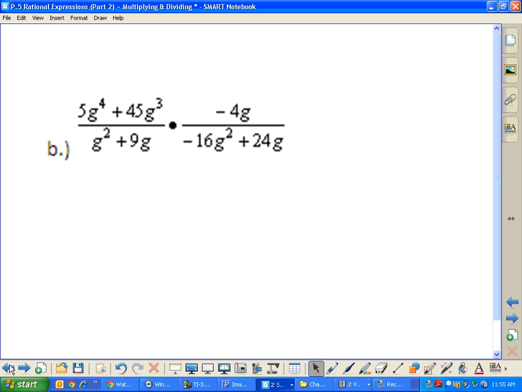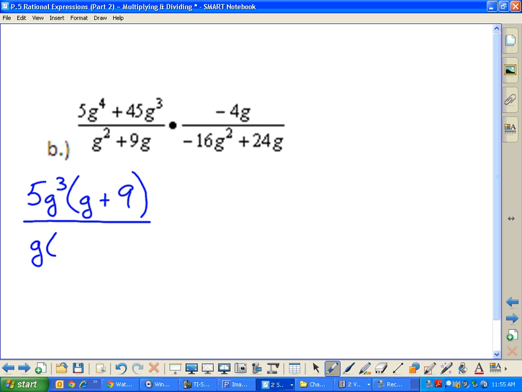So I'm going to follow that same 3-step algorithm throughout the process of this problem as well. So step 1, we got to factor everything. When I see weird exponents like 4 and 3, I think GCF right away. So in the first numerator there, I'll pull out a 5g to the third. And then what's left over is g plus 9. On the bottom, I see they have a common factor of g. What's left over there is g plus 9.